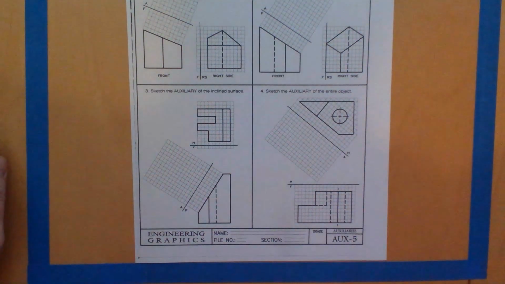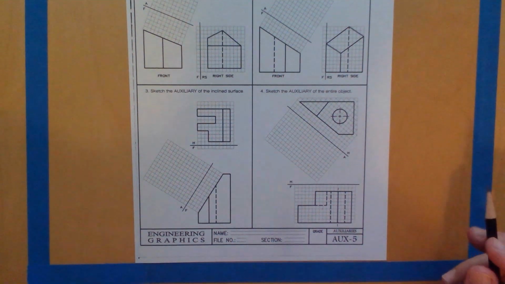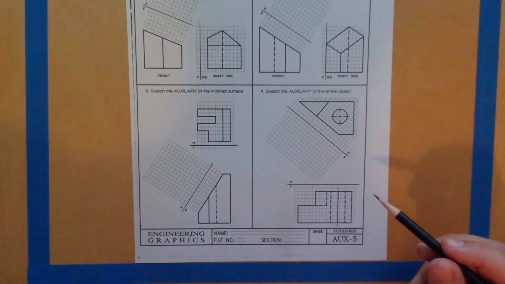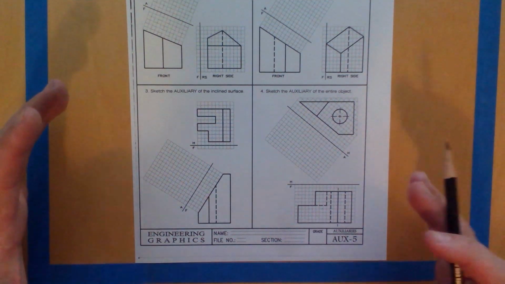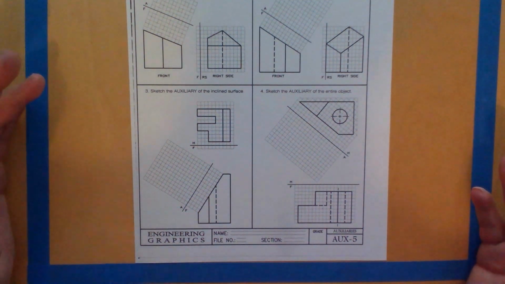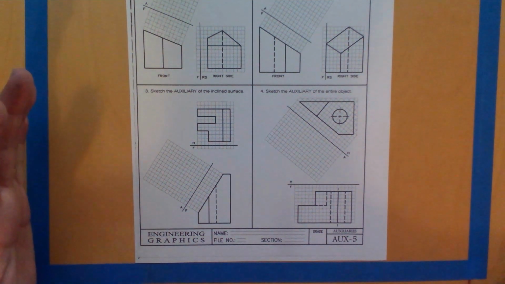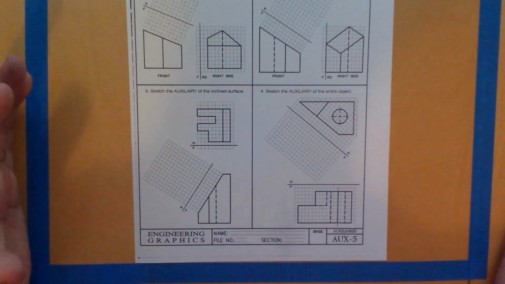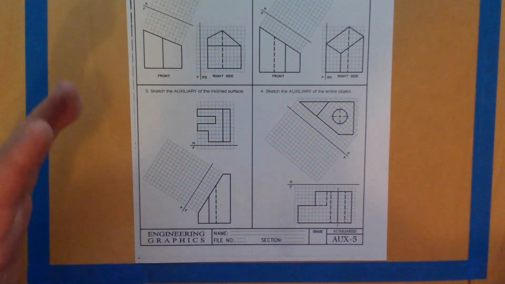So I'm going to work on a couple of videos right here for you. The first video is going to be, well, both of these videos are actually related to the auxiliary view module, module 5. The first video that I'm going to do is going to be from the sketching exercise sheet. So I'm going to do one example of an auxiliary view sketched, and then I'm going to do that same drawing in AutoCAD. So that'll be the second video.